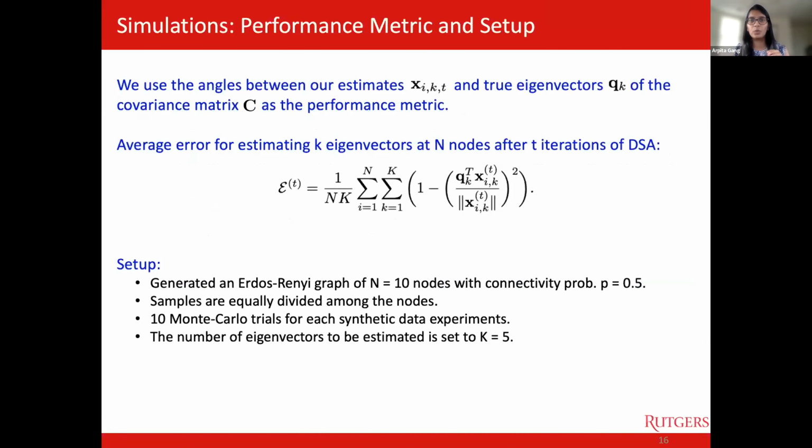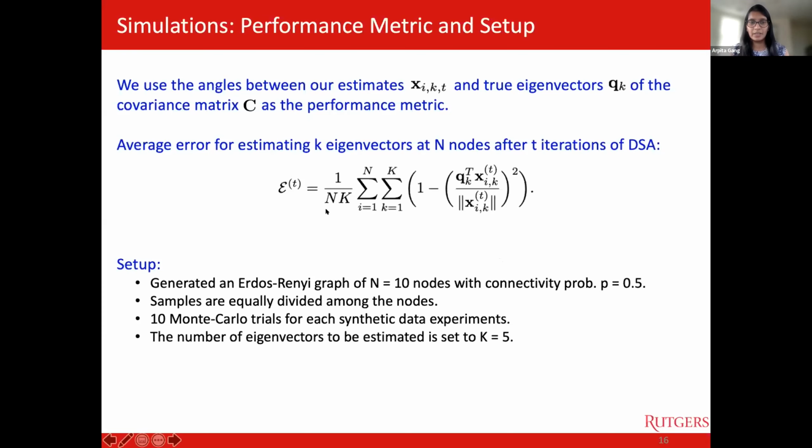I'm just giving a few experimental results to show the efficacy of the algorithm. What we want is not just to estimate the subspaces spanned by the eigenvectors, but exactly the eigenvectors. The error metric I used was the angles between the estimates and the true eigenvectors, which I'm denoting here as q_k, and the average error is the average across all eigenvectors across all nodes.